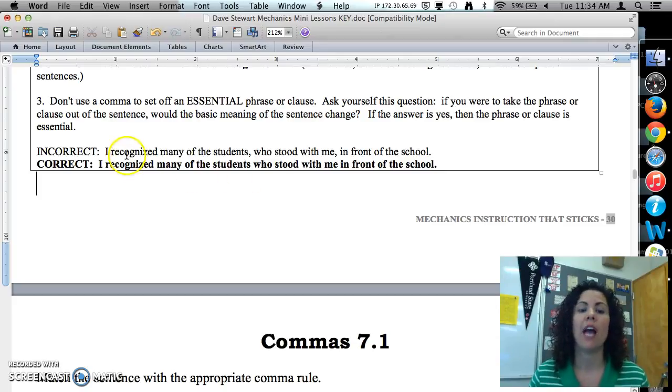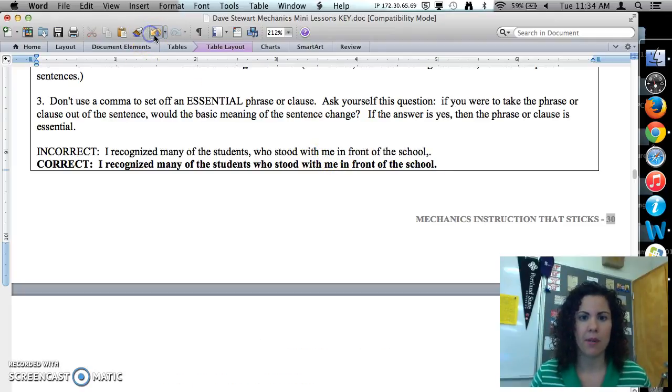So here we have, I recognize many of the students who stood with me in front of the high school. I recognize, again, I practice. I recognize many of the students in front of the high school. You'd be like, what students in front of the high school? The ones who stood with you. This is essential. You need to have this as part of your sentence, so it needs to be there. I moved my comma. Ignore that. We'll just undo.